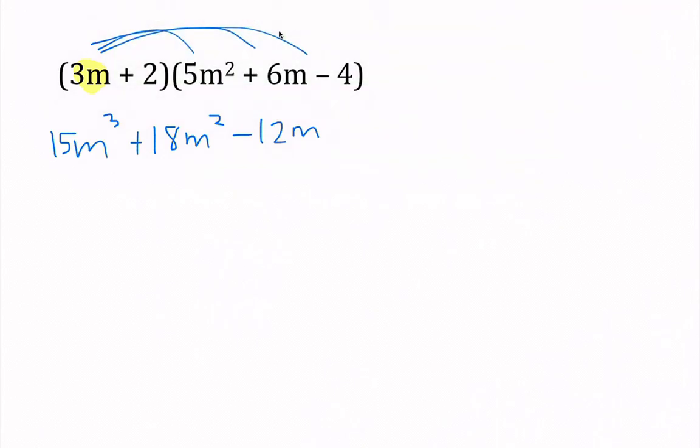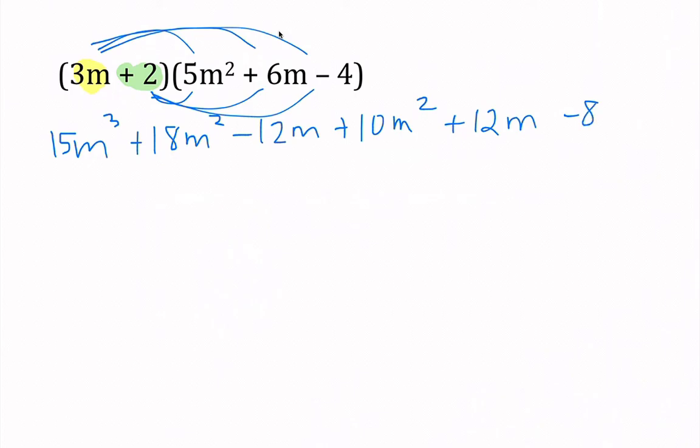So now I'm going to be multiplying by this positive 2. So 2 times 5m squared is a positive 10m squared. 2 times 6m is a positive 12m. And then 2 times negative 4 is a negative 8.